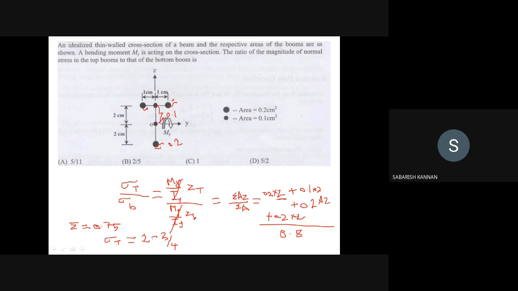So 2 minus 0.75 divided by sigma b, that is 2 plus 0.75. So plus 0.75 or 3 by 4, because our options are in fractions, so you just take the fraction value. Finally, we get the value of 5 by 11. So this is our answer. The option is A.